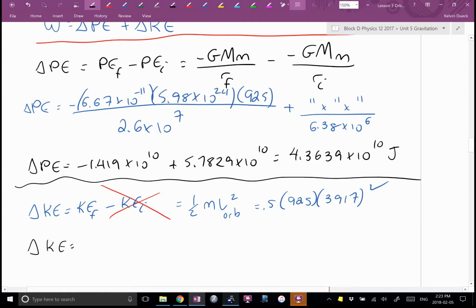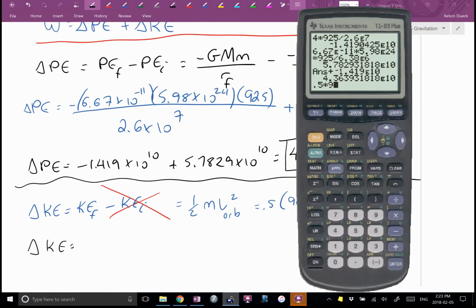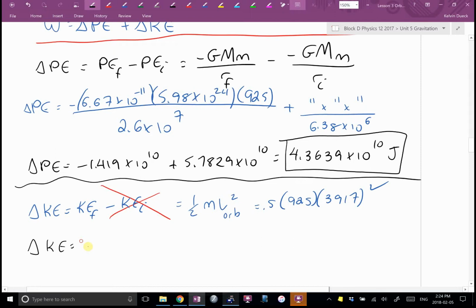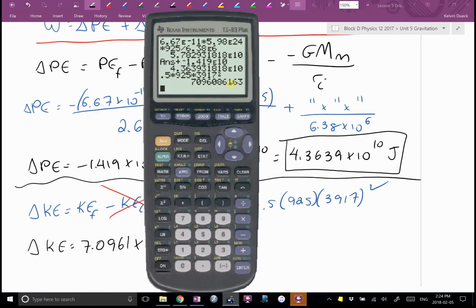By the way, little tricks of the trade. I didn't do this, and I should have. Usually when I find the change in potential, I'll put a box around it because there's so much writing on my page, it makes it easier to spot. I'll do the same thing for the change in kinetic because these are the two answers I'm going to use to find the answer. So the change in kinetic is going to be 0.5 times 925 times 3,917 squared. 7.0961 times 10 to the 9.